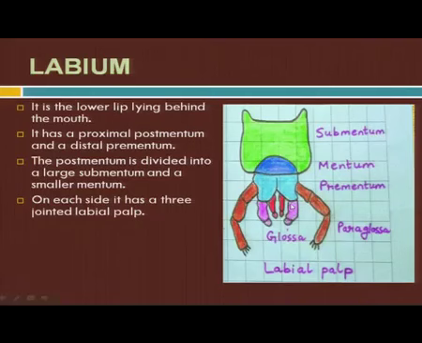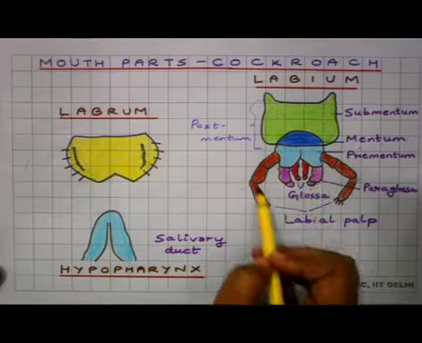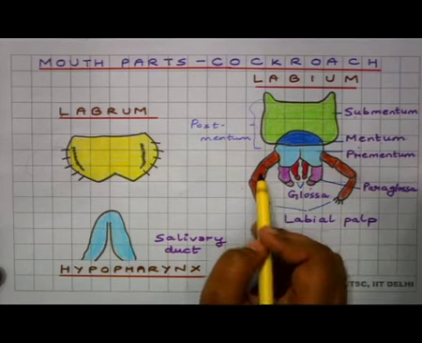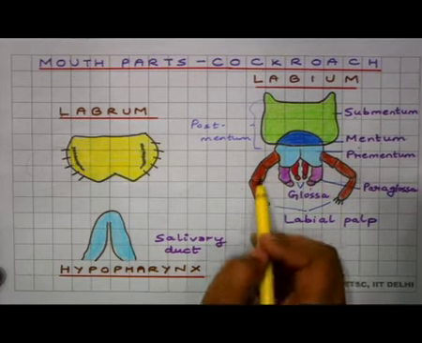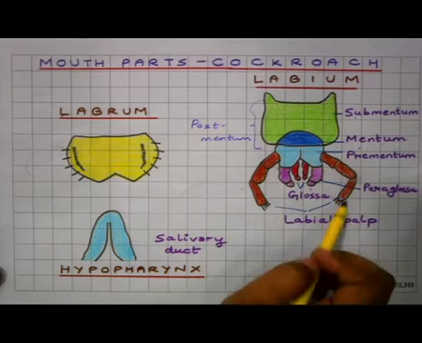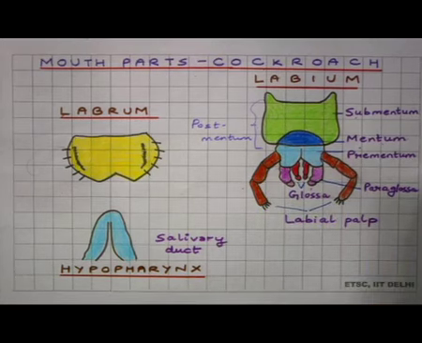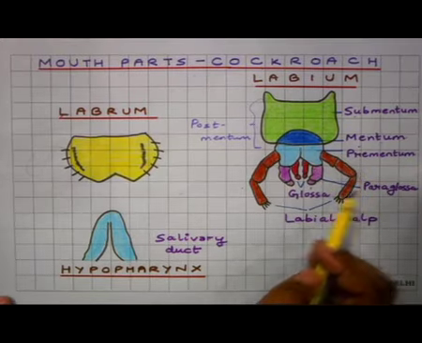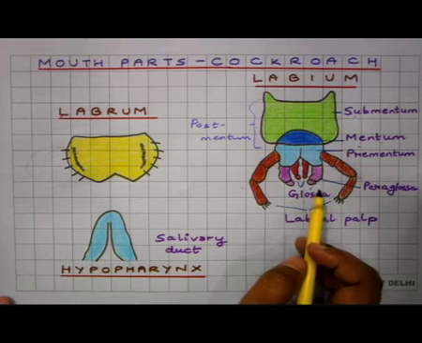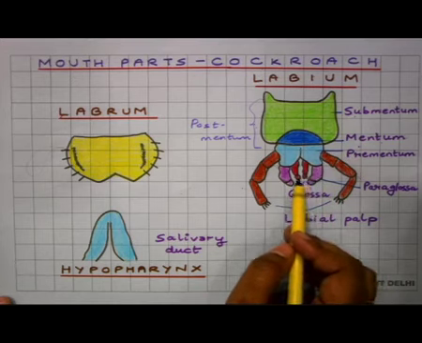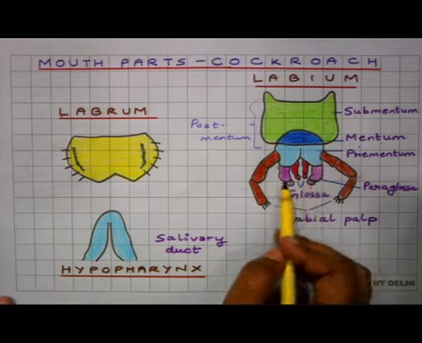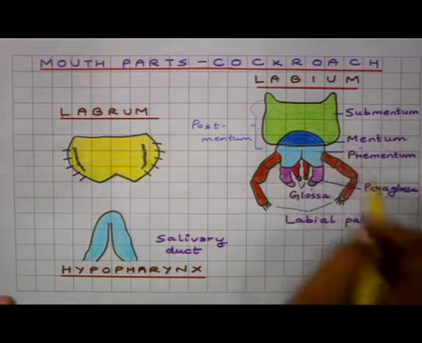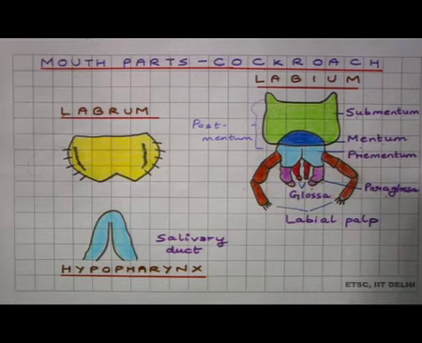On each side it has three jointed labial palps. You can see here these are the labial palps, three jointed: 1, 2, 3. Between the labial palps there are 4 lobes, 2 median and smaller glossae, and 2 outer and larger paraglossae. So, this is the basic structure of the labium.